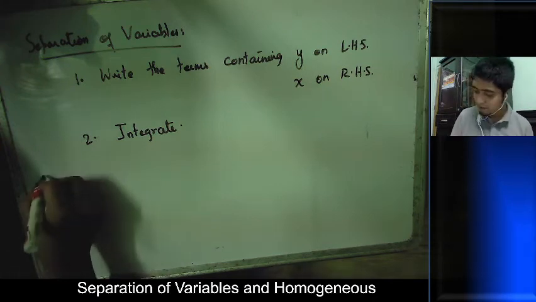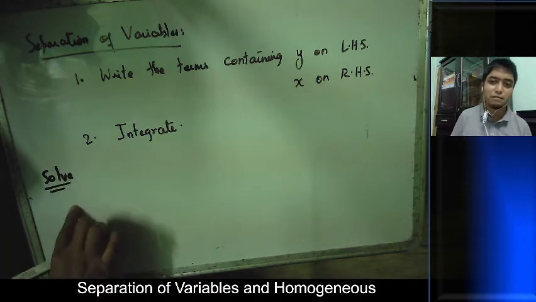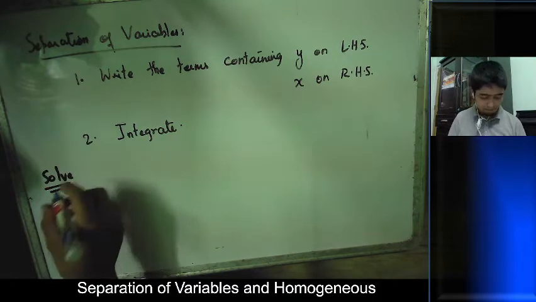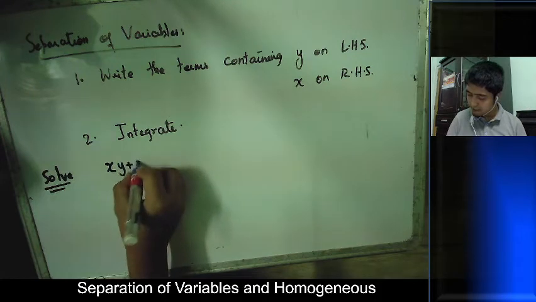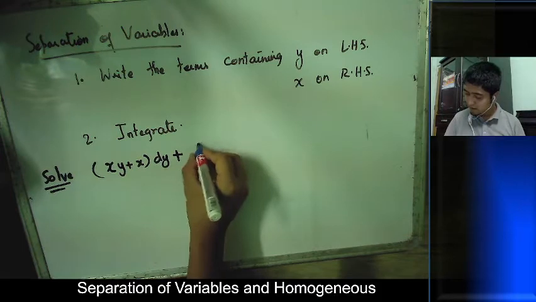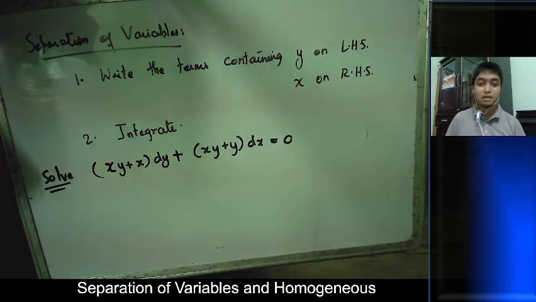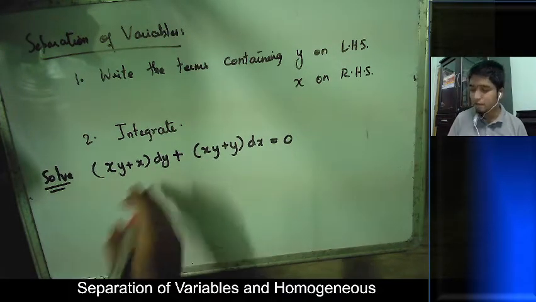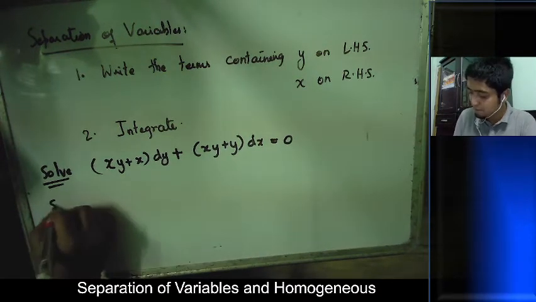So let's see. Solution. Whenever we are asked a question to solve, it means we have to find the general solution. Solve: xy plus x dy plus xy plus y dx is equal to 0. If you notice this one, it is actually a first order differential equation because we are having only first order derivative, as you shall see.